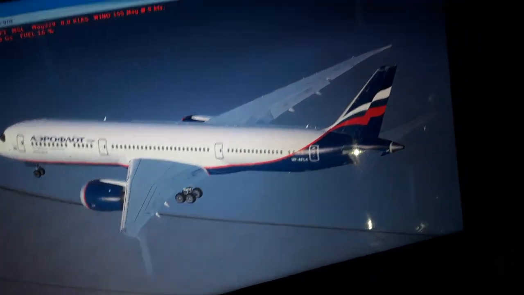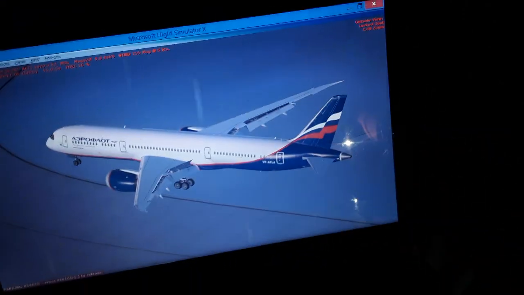You need to know the basics. We have also the deflection of the airflows. I'll talk to you now about the flight controls of the aircraft.